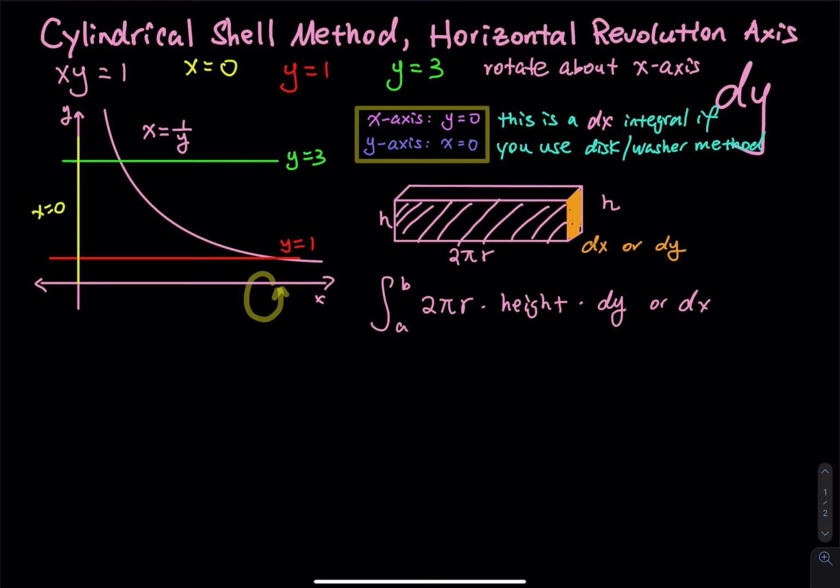So if you put it on the table, then the 2 pi r is the base of the rectangle, and the height is the height of the rectangle. So 2 pi r times height gives you the area of a rectangle, a two-dimensional object. Once you multiply by the thickness, the dx or dy, depending on the revolution axis, then you have a three-dimensional object. And then the a to b determines how big the volume is.